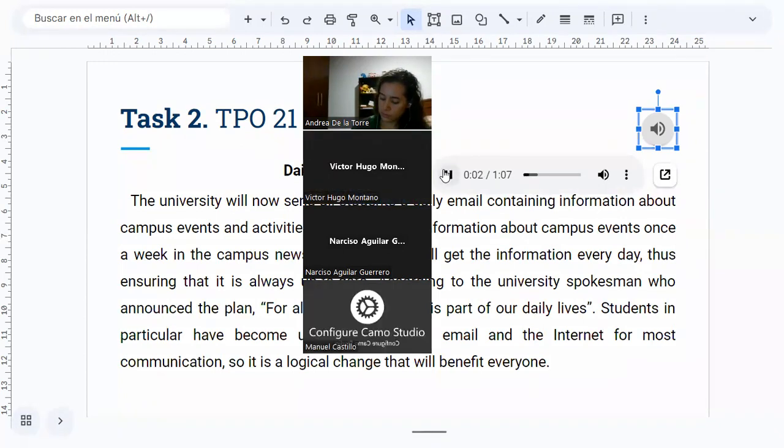Now listen to two students discussing the announcement. Did you read about the new plan? Yeah. What do you think? I think it's a great idea. Really? Why? Well, I just don't think the newspaper gives the most up-to-date information about activities.